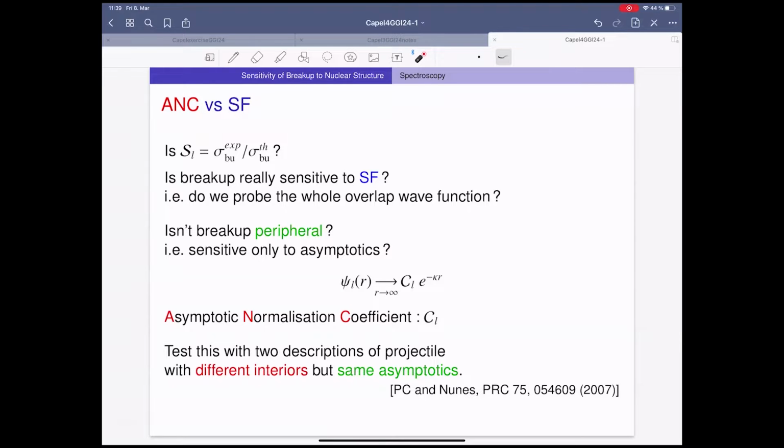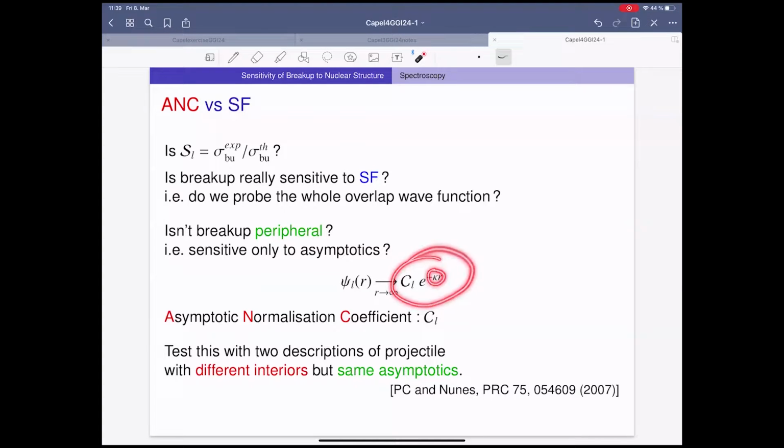Are you really sensitive to the whole norm of the wave function? You need to be sensitive to the whole range of the wave function in order for that to be true. And one of the questions that arose, and that we asked ourselves with Filomena Nunes, is: isn't breakup peripheral? Aren't you just probing the tail of the wave function? Your wave function has a tail, and it slowly decays with the radius.